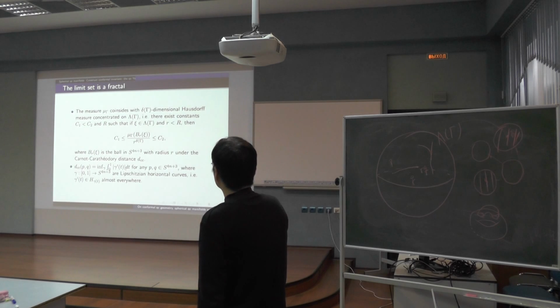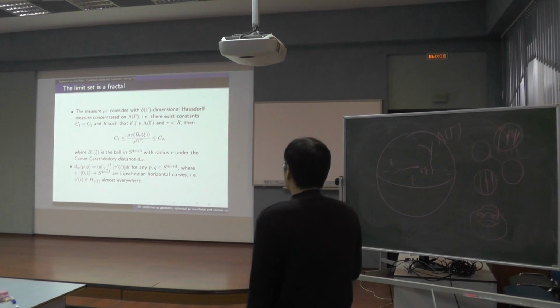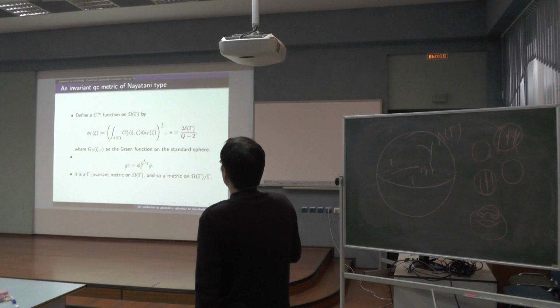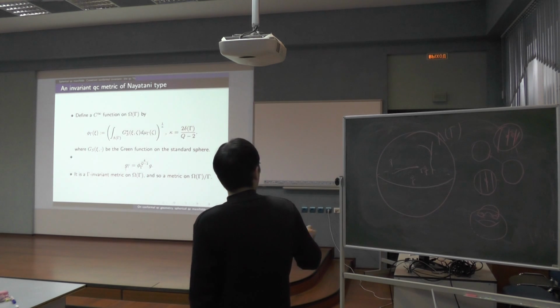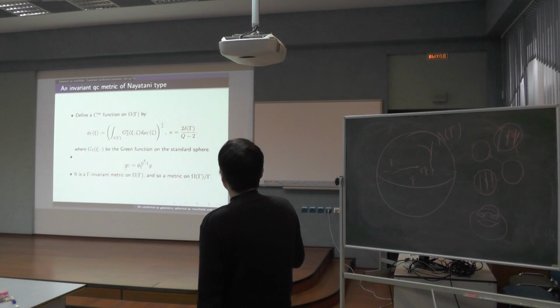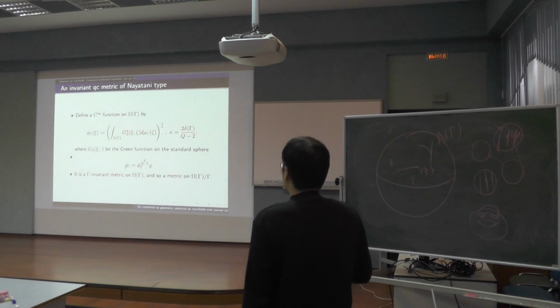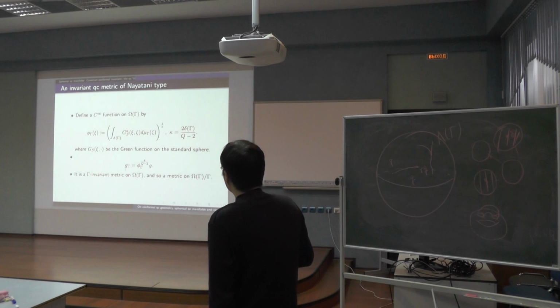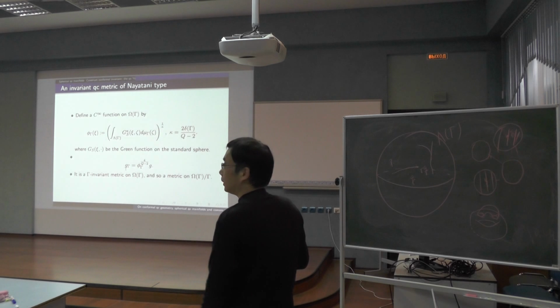So this is the CC distance. I think everybody knows this definition. Now we can construct another QC metric of Nayatani type. This is the Green function of the sphere. We integrate with respect to the conformal measure supported on the limit set, and take some specific power. In this way, phi gamma is conformal under the action of the discrete group.